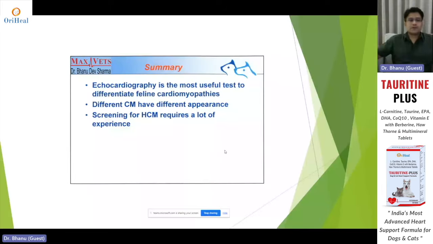So you have to carefully do the subjective evaluation. As I had said, a bird's eye view of carefully observing what is going on within the heart, carefully checking the X-rays, carefully correlating it with the clinical signs, ruling out things like systemic hypertension, hyperthyroidism, taurine deficiency. So these are some of the things which you have to keep in your mind when you are trying to diagnose feline heart diseases.